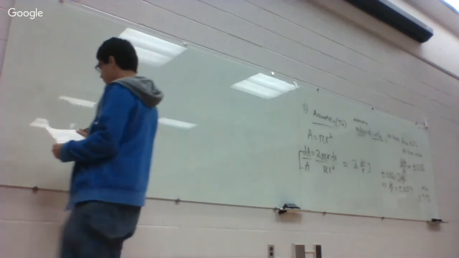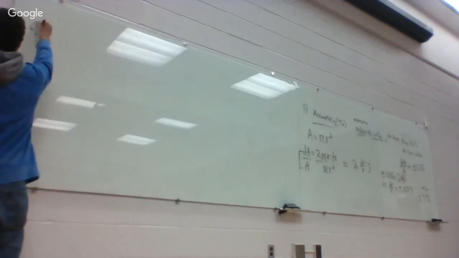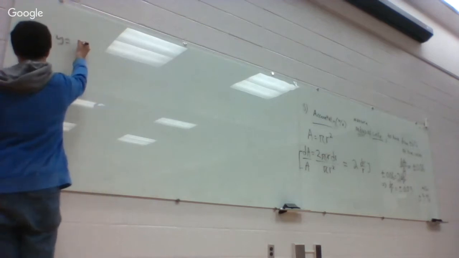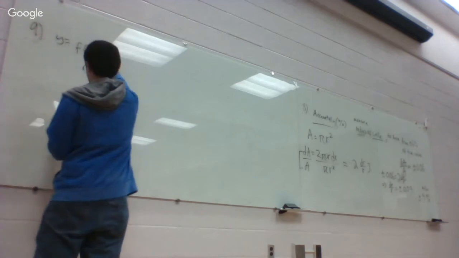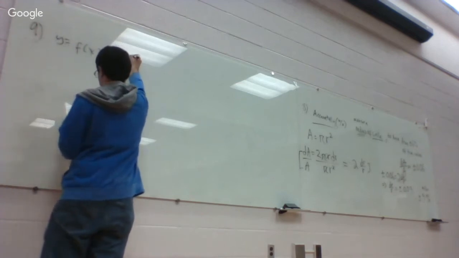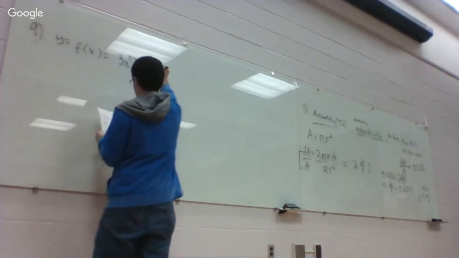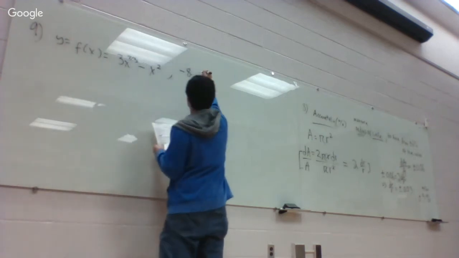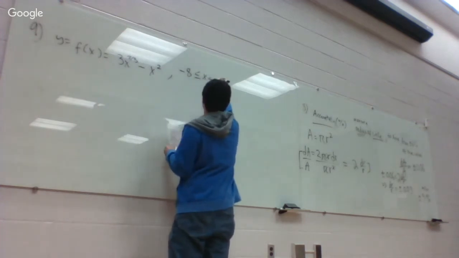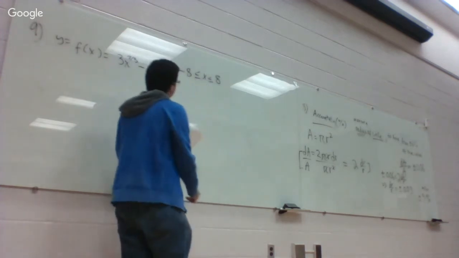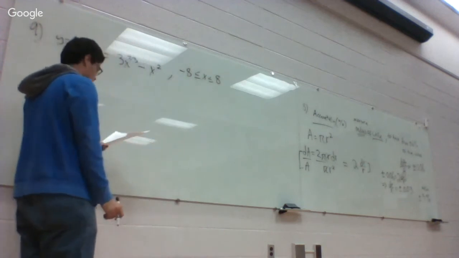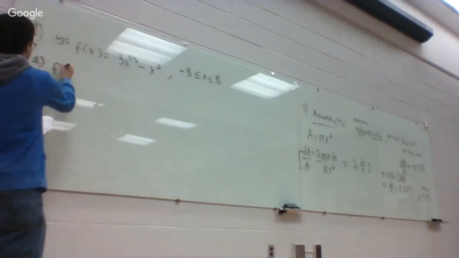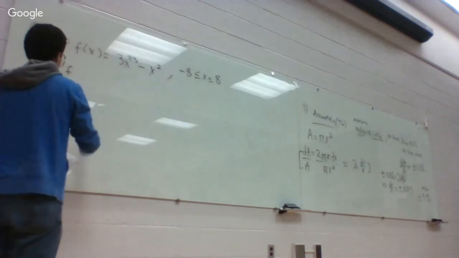Alrighty, on to max and min stuff. So you're given y is equal to the function of x, which is 3x to the 2/3 minus x squared, and the domain is between negative 8 and 8. Okay? So for a, they ask you to find the derivative, f prime of x.